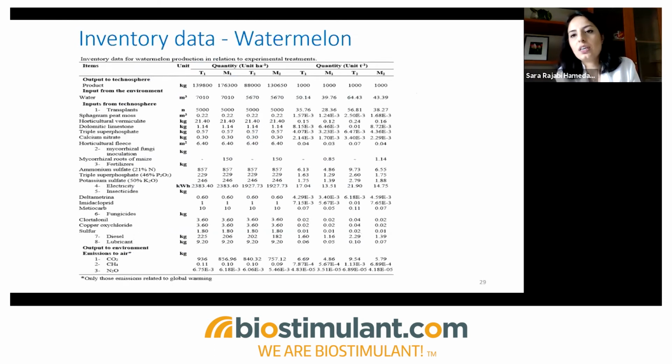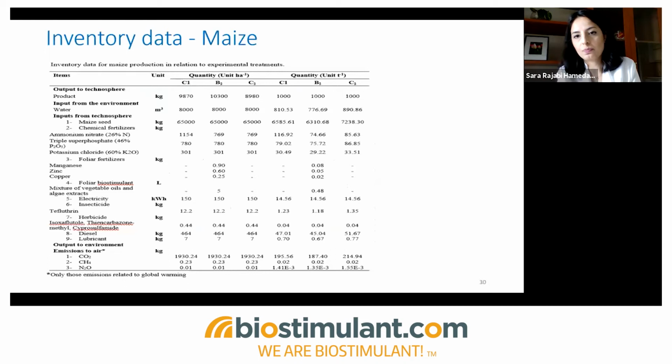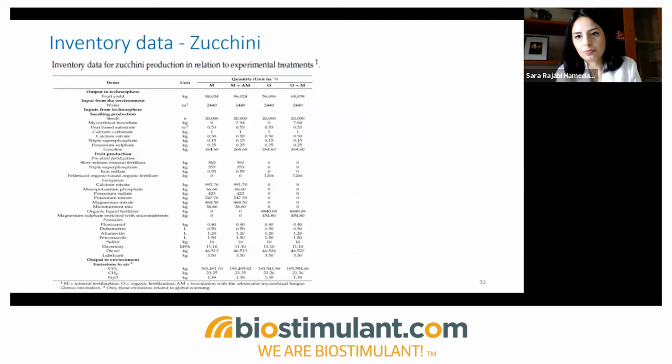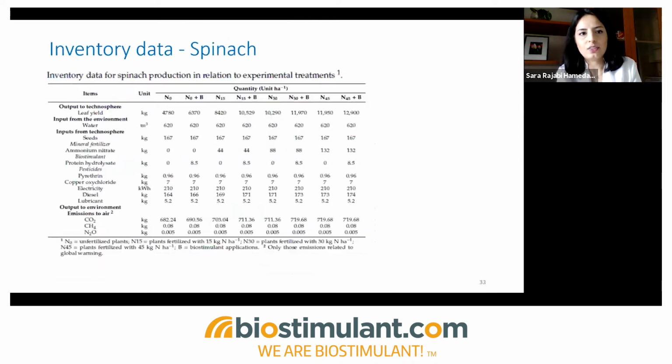Here we can see the table of all inventory data in detail, for maize. All processes related to zucchini and spinach production, and also greenhouse gas emissions, are included in the model. And here we have zucchini and spinach data in detail.